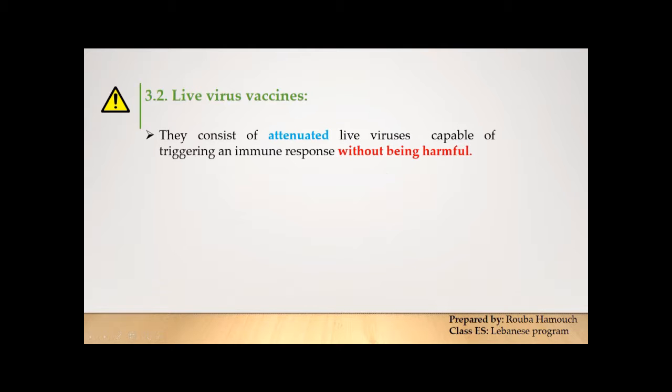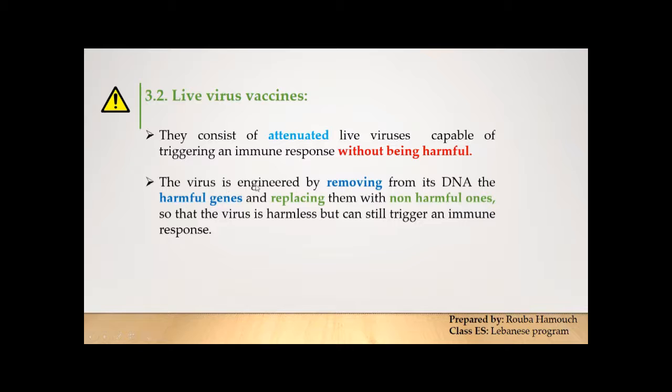Concerning the live virus vaccines, how are these vaccines produced? They consist of attenuated, harmless live viruses capable of triggering an immune response without being harmful. How can we attenuate live viruses? The live viruses are engineered by removing from their DNA the harmful genes that are responsible for the disease and replacing them with non harmful ones so that the viruses are harmless but can still trigger an immune response. In this way, we can attenuate the virus and make the live virus vaccine.